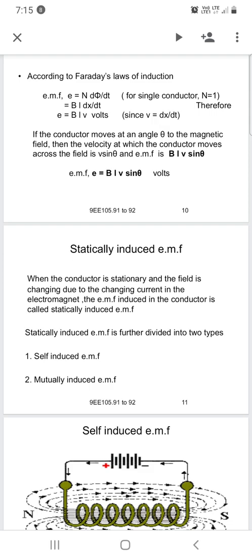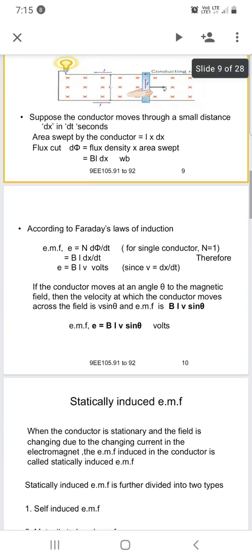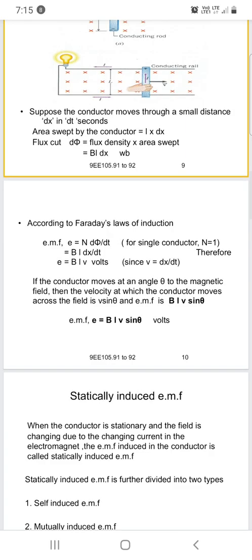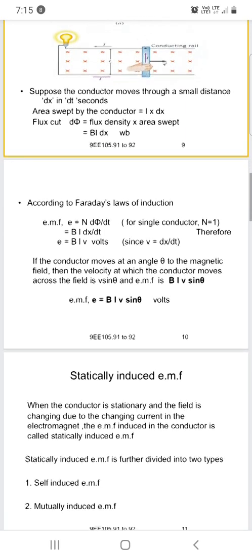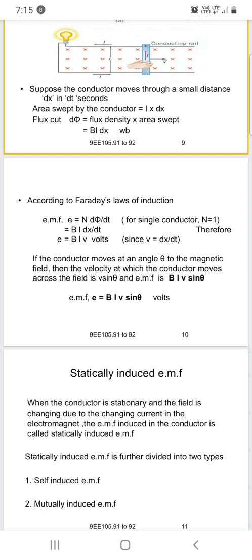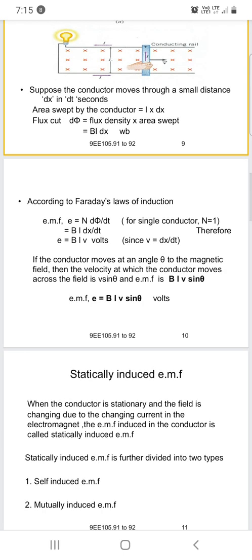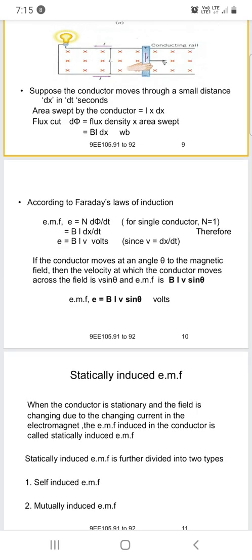So this is called the dynamically induced EMF. This is the expression for dynamically induced EMF. If the conductor is taken at some angle, that is the angle between the conductor and the magnetic lines of force. So here, if the conductor moves at an angle theta to the magnetic field, now one second, we have to read this sentence.